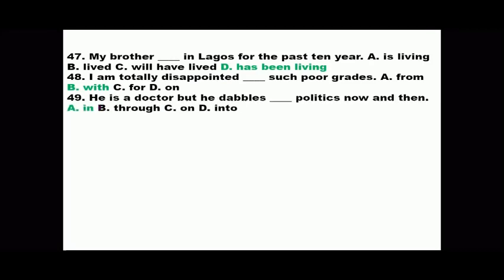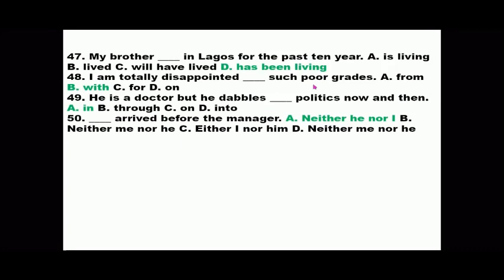49, he is a doctor, but he dabbles in politics now and then. Now, the preposition that goes with dabble is in. You know, he dabbles in politics. You dabble in something when you get into it, either, you know, just for a while, not taking it seriously. You know, this guy is a doctor, but so he dabbles in politics. So in is the preposition that goes with dabbles. Of course, some people say dabble into, but that's not appropriate, the preposition is in.